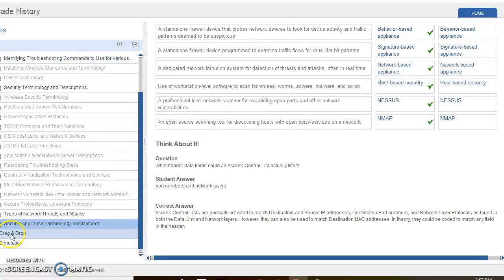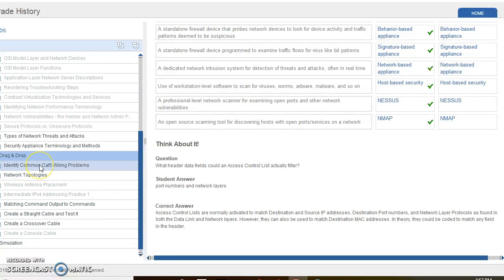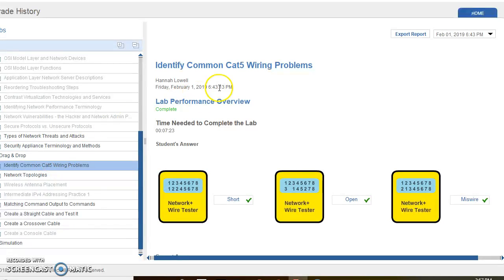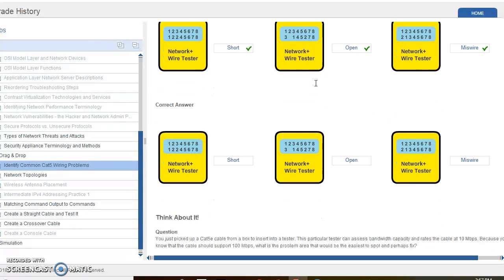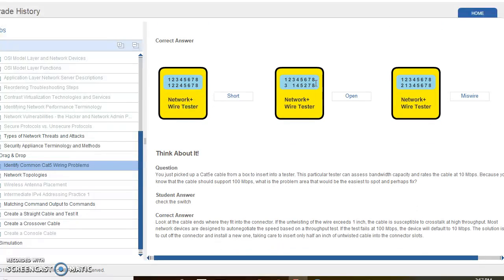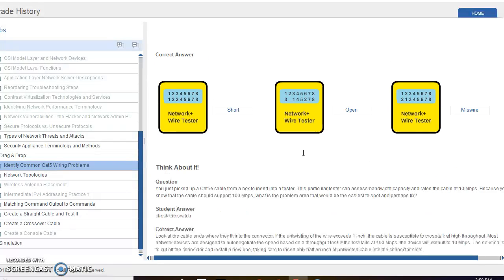The next portion of the lab was the drag and drop. The first simulation was identifying common Cat5 wiring problems. It's important to note that improper cabling causes performance issues. So it is important to make sure that you have proper wiring, check the connectors, and make sure that the connectors are installed into the proper slots.